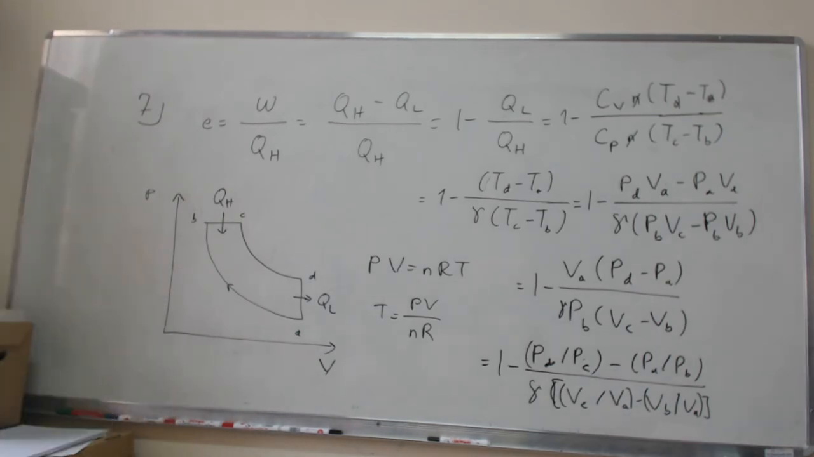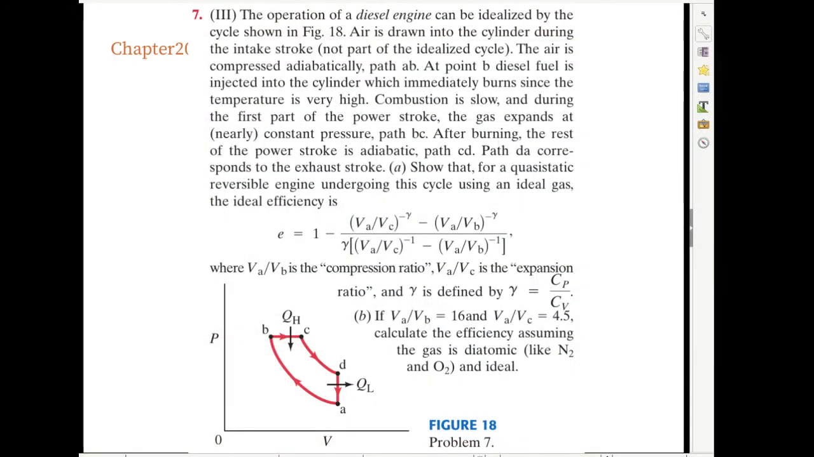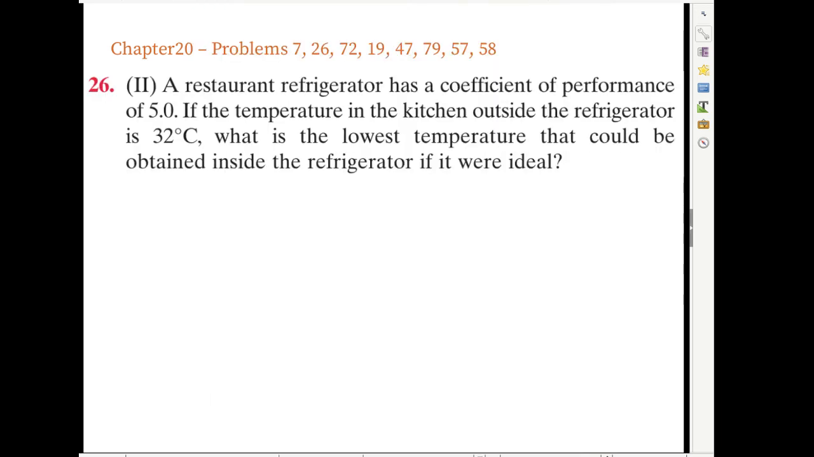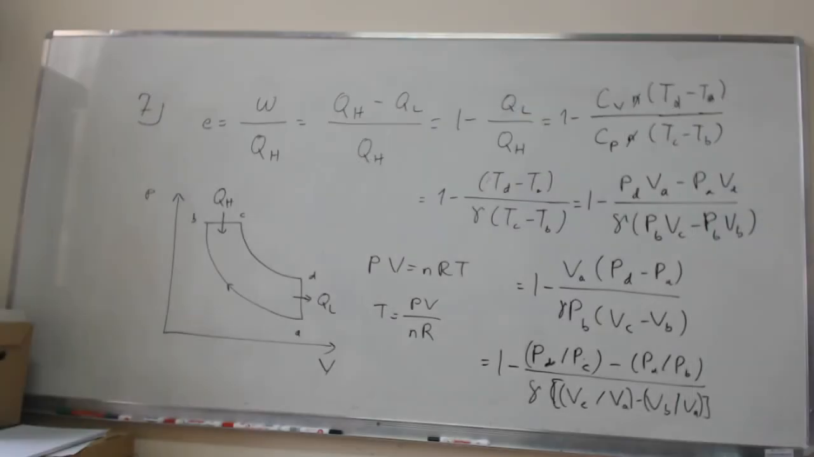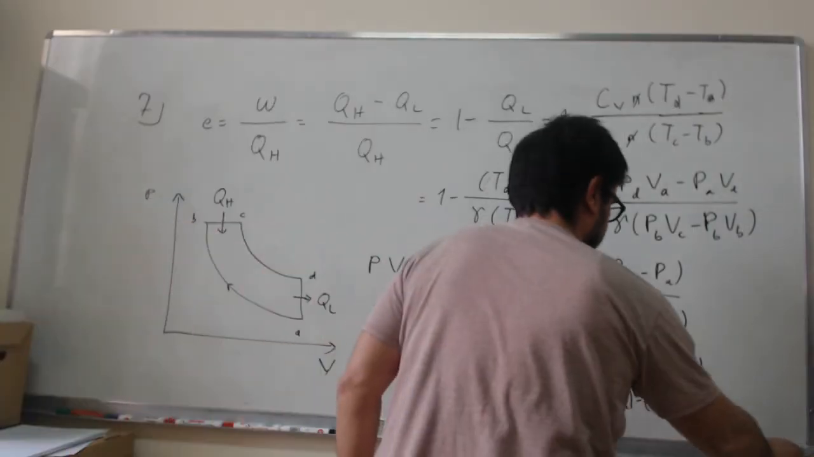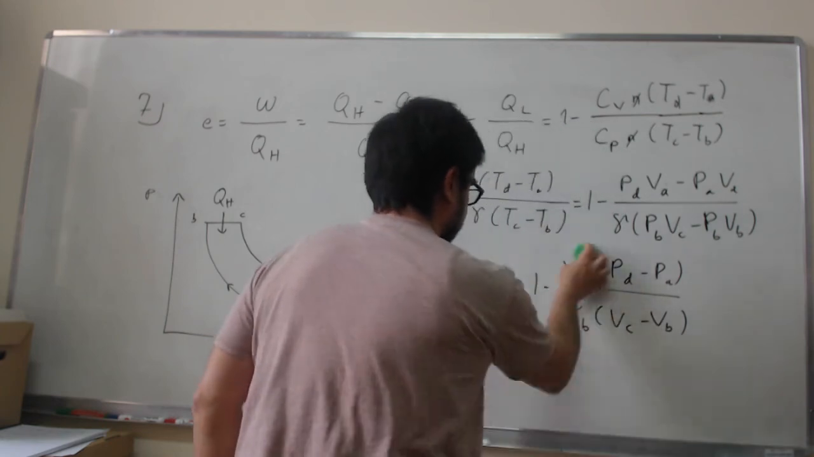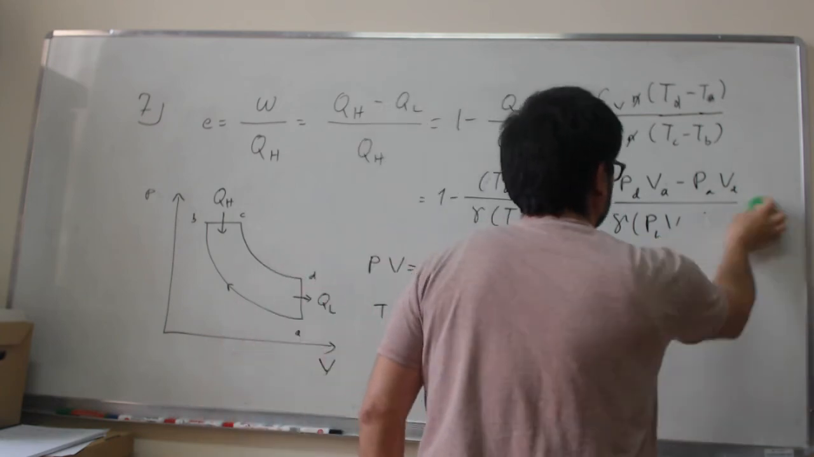So the next problem is problem 26. We have a restaurant refrigerator that has a coefficient of performance of 5. If the temperature in the kitchen outside the refrigerator is 32 degrees Celsius, what's the lowest temperature that could be obtained inside the refrigerator if it were ideal? So this is an application of the definition of coefficient of performance. You need to look this up, but once you look it up, it's a simple algebraic manipulation.